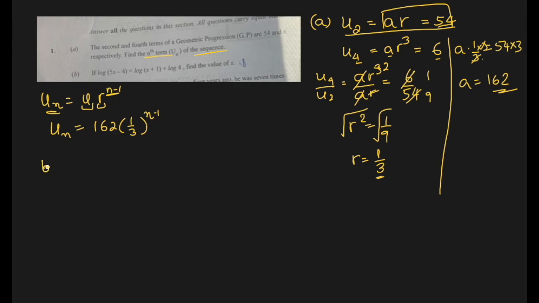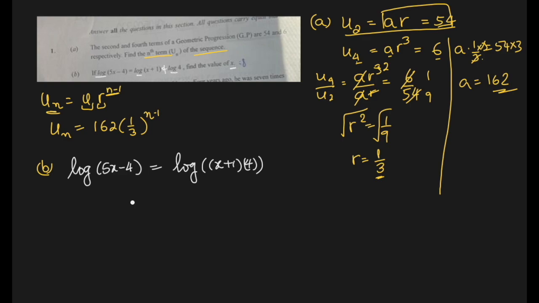B. If log(5x minus 4) is equal to this, find the value of x. And the best part here is all three of them are logs of the same base, which is 10. So let's leave the left side, log(5x minus 4), as it is, but because these two logs are adding, we will multiply their contents. So log of (x plus 1) multiplied by 4.